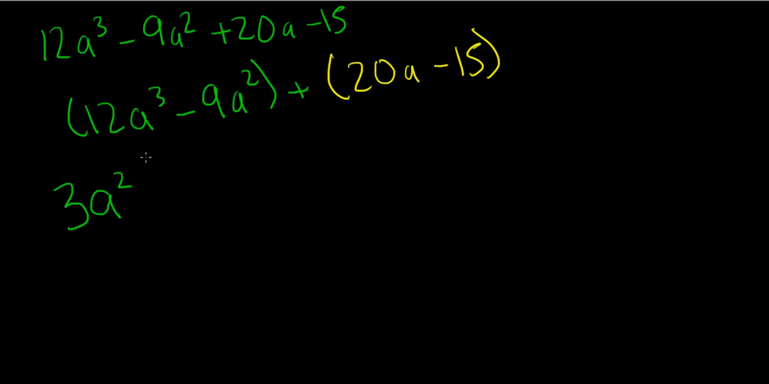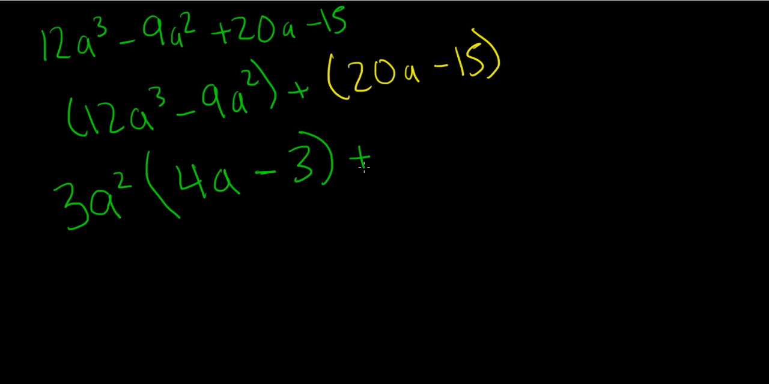Now, if we were to pull out a 3a squared from 12a cubed, we would basically be left with 4a. And if we were to pull out a 3a squared from negative 9a squared, we would be left with 3.